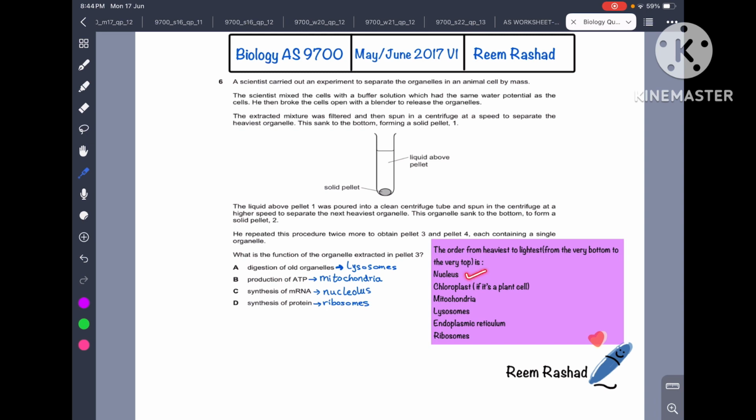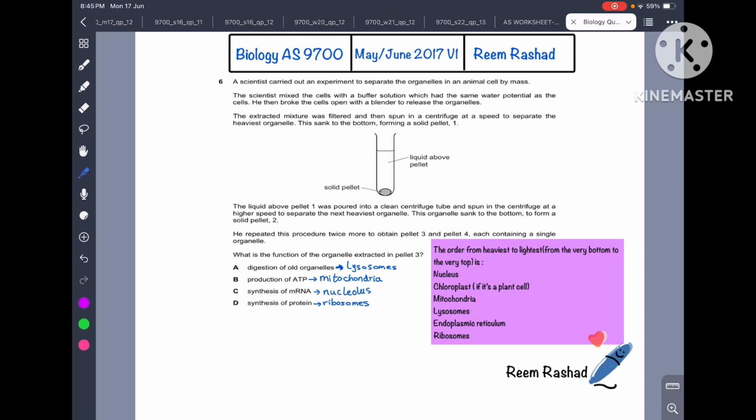First is the nucleus, it's the heaviest cell organelle, then the chloroplast if we're dealing with a plant cell. And if it's an animal cell, just as in this case, the second heaviest organelle will be the mitochondria, followed by the lysosomes, then the endoplasmic reticulum, then finally the ribosomes. So here pellet 3 in this question will be lysosomes because this is an animal cell. So first heaviest organelle is the nucleus, then the mitochondria, and third one is the lysosomes.